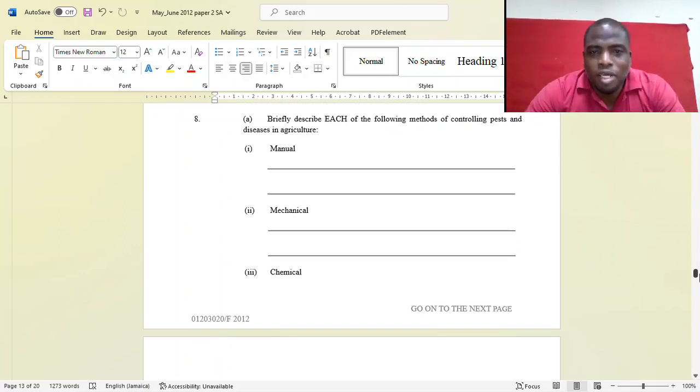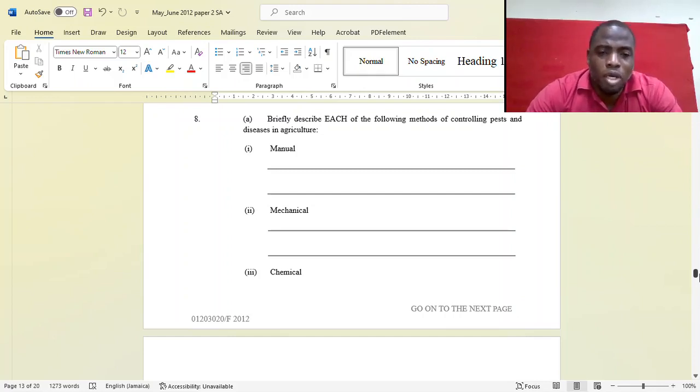All right, briefly describe each of the following methods of controlling pests and disease in agriculture. Manual basically involves just removing the insect or the pest. The pest would be visible on the plant or animal, and we just remove them. Mechanical is the use of a tool or a machine to rid the pest or disease from our plot. And then, of course, chemical, which includes the use of pesticides.